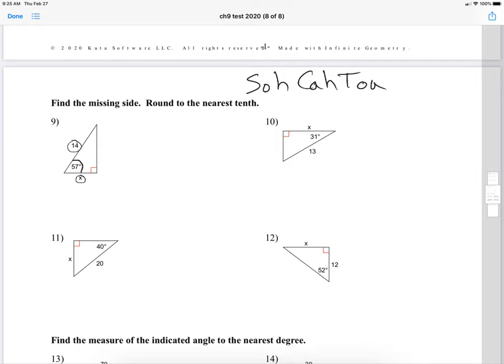Adjacent or attached side, leg, opposite leg, or hypotenuse. Hypotenuse we don't consider a leg. So if it's a leg, it's either going to be the adjacent leg or the opposite leg. Don't put the hypotenuse in any of those positions. Once you identify that you have the adjacent leg and the hypotenuse, you look at your Sohcahtoa and decide which one of the trig functions you're going to use.